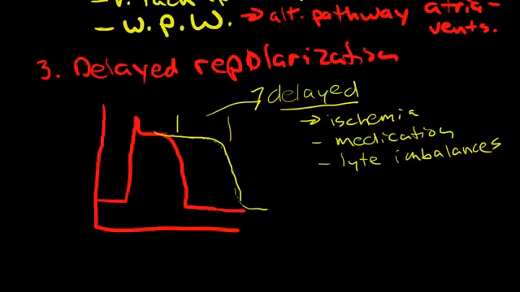You will note this on an EKG by, all right, let's draw the little EKG here. So we've got our P wave, normal PR interval, QRS complex, and then a very long delay before repolarization. So this is what's called a prolonged QT interval.